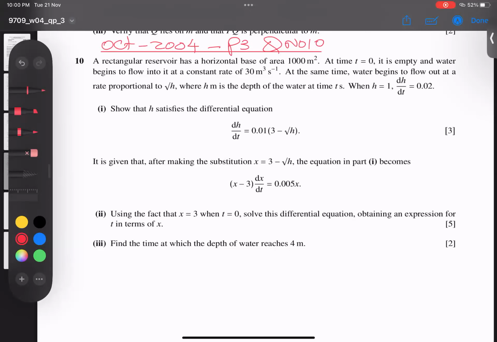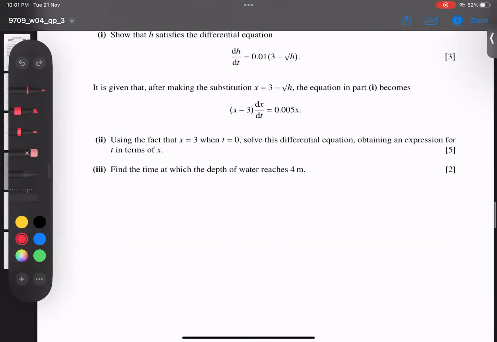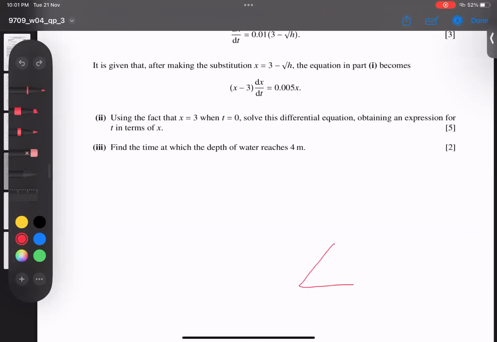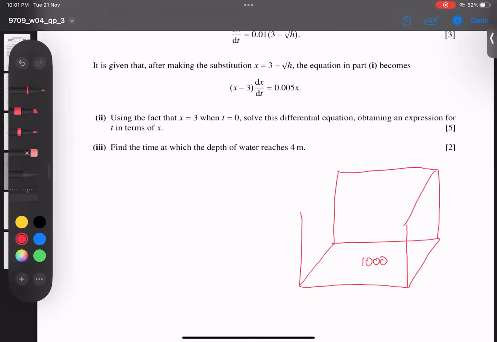A rectangular reservoir has a rectangular horizontal base, area 1000 meters square. So you can say it is this kind of thing, and this base is 1000 meters square. And when I talk about the height, this becomes a tank. I believe you understand what I'm saying. And the height of the container is h.